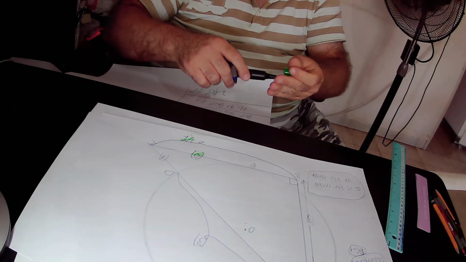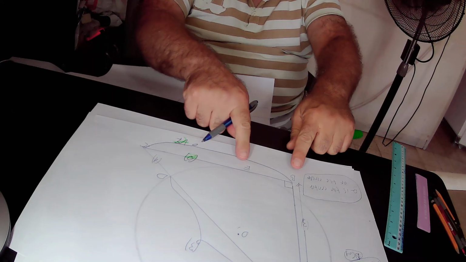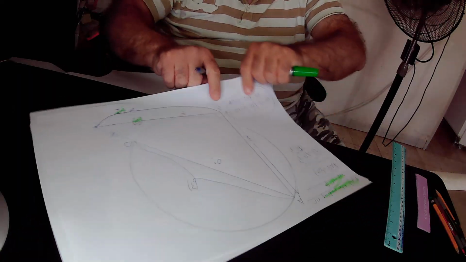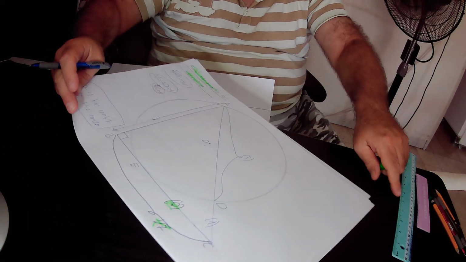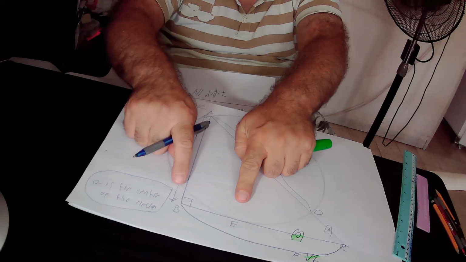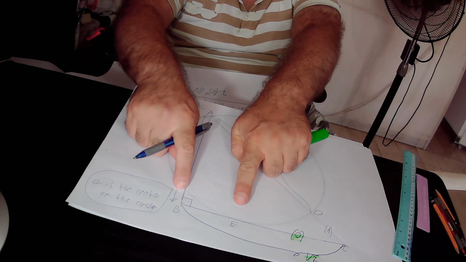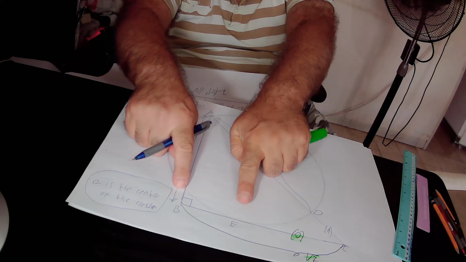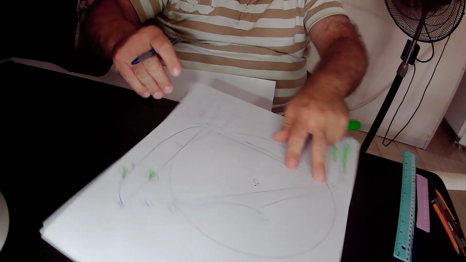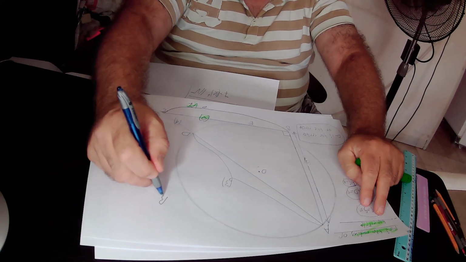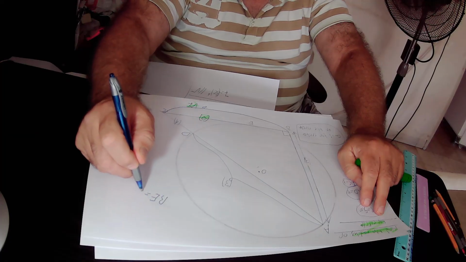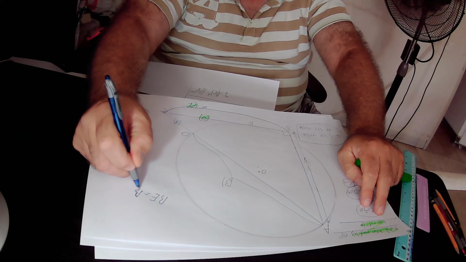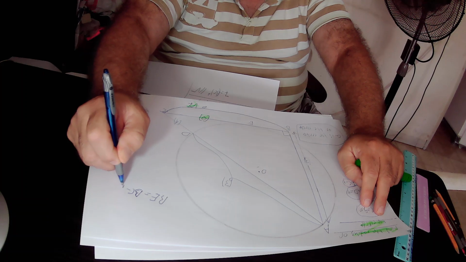What is the length of this missing line BE? From the drawing, it is very easy to see that BE in total equals BC minus EC. So write it down: BE equals BC minus EC.